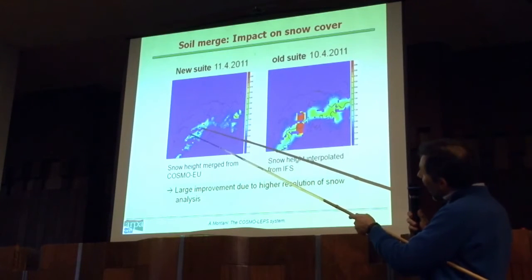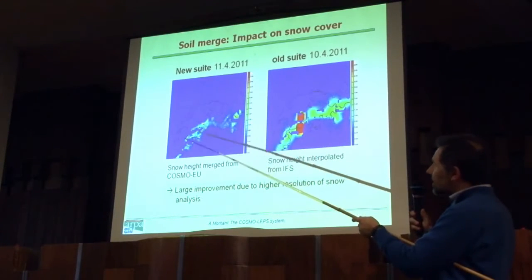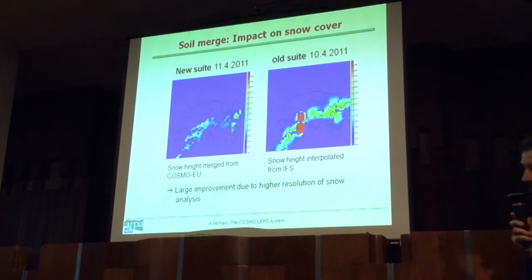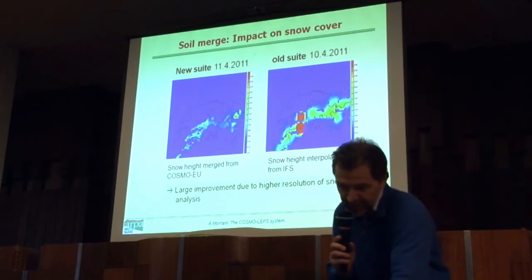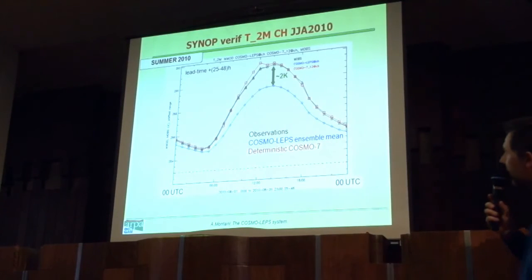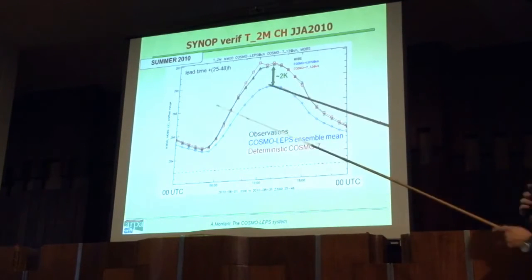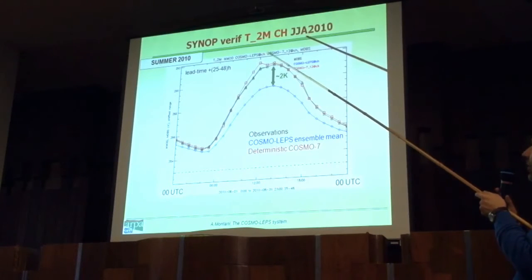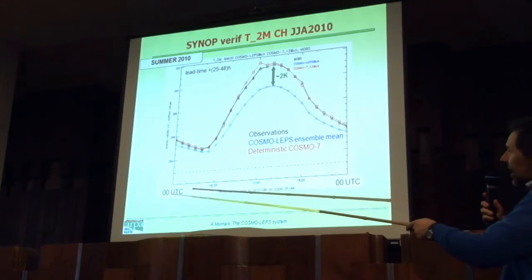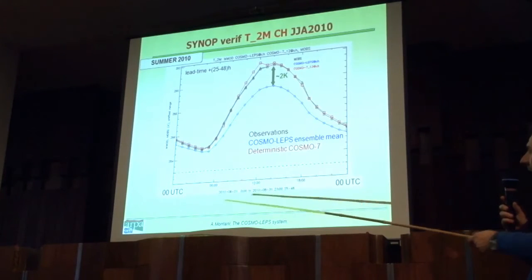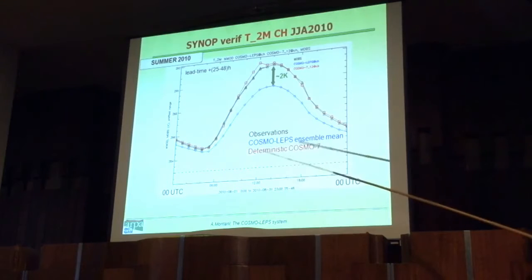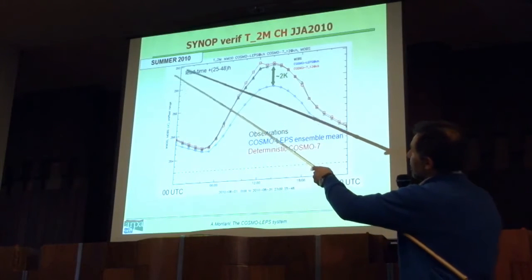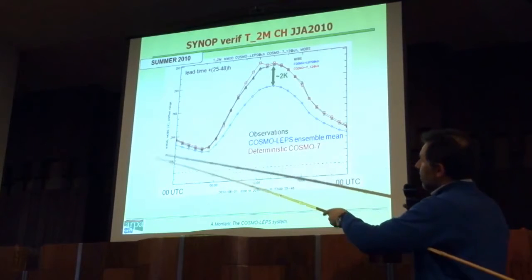We can see higher resolution details and also more realistic patterns, thanks to the high resolution of the snow analysis. And still from Andrea from MeteoSwiss, we noticed we got this interesting verification. This is a verification of temperature of Switzerland for JJA, June, July, August 2010. On the x-axis, I have the forecast range, the time of the day, and on the y-axis, I have the value of temperature in Kelvin.